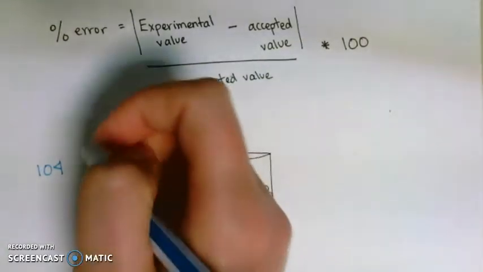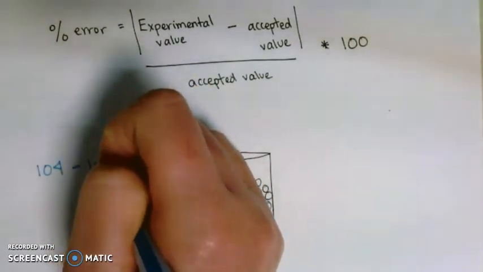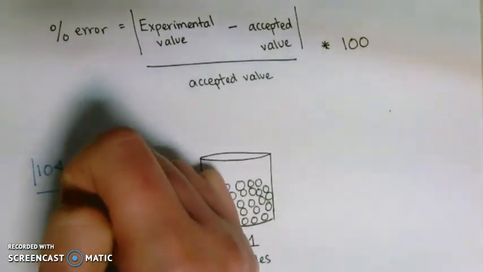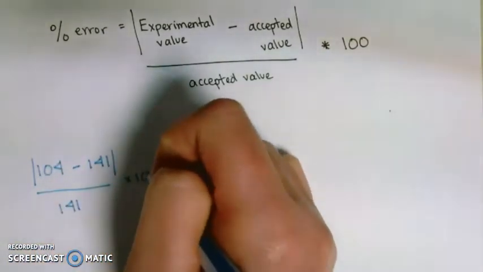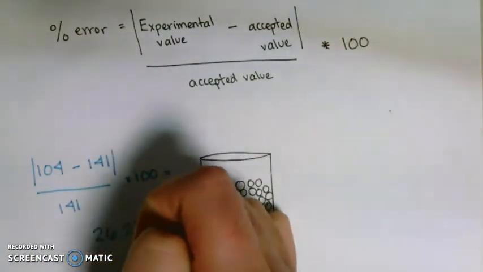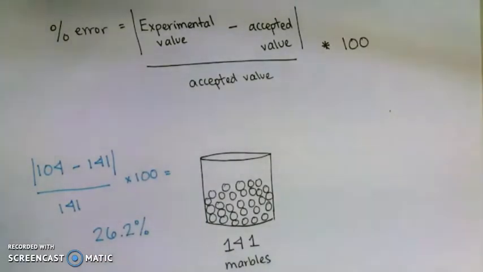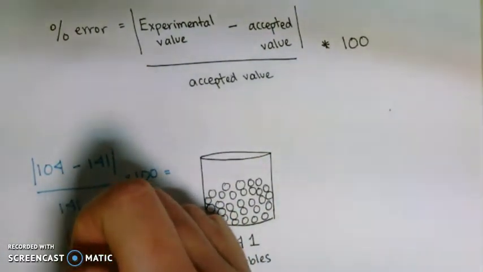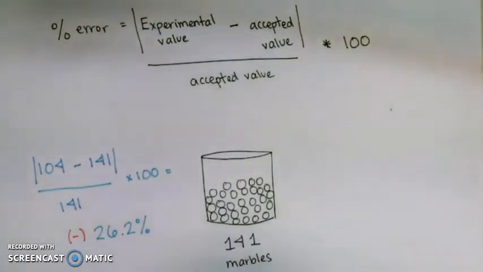So 104 minus 141 is going to be an absolute value, divided by 141 times 100, it's going to give us 26.2%. Because it is below the actual number that we're looking for, then we're going to be using a negative sign to indicate that it's a percentage error that's lower than the actual number.